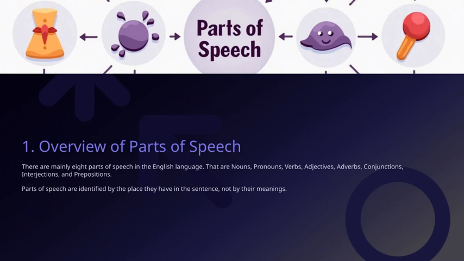In English, there are mainly 8 parts of speech that help us understand how words function in sentences. These are nouns, pronouns, verbs, adjectives, adverbs, conjunctions, interjections, and prepositions. What's interesting is that parts of speech are identified more by their role or place in the sentence rather than by their specific meanings. This means that a word's function is what really defines its part of speech. Recognizing this can really help us better understand sentence structure and improve our language skills overall. So, as we go through each part, keep in mind how they fit into the bigger picture of effective communication.